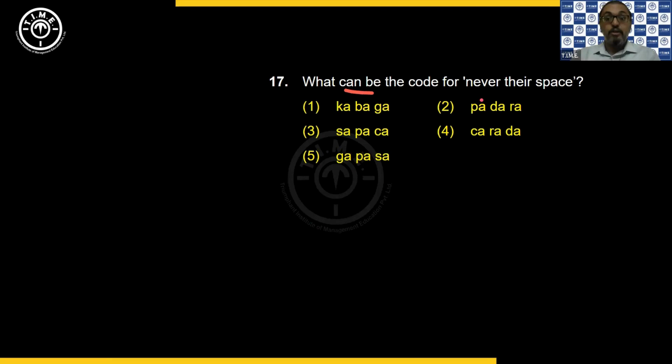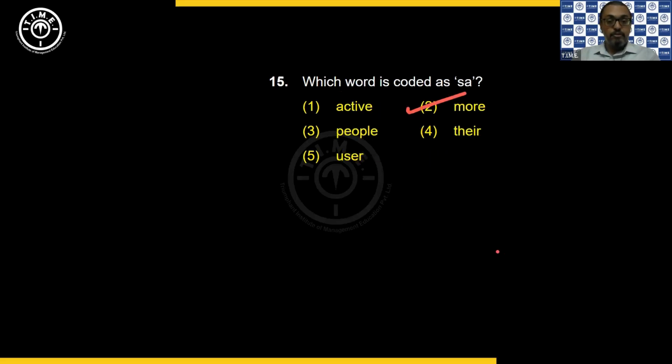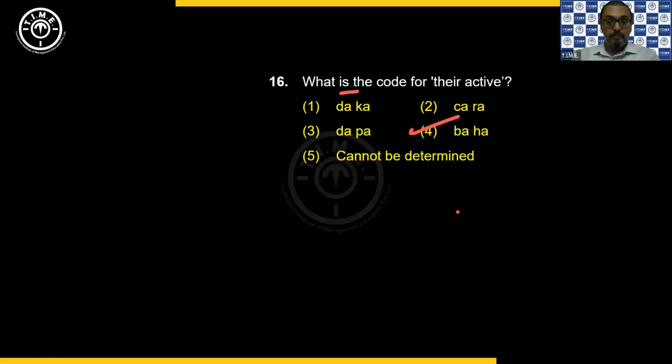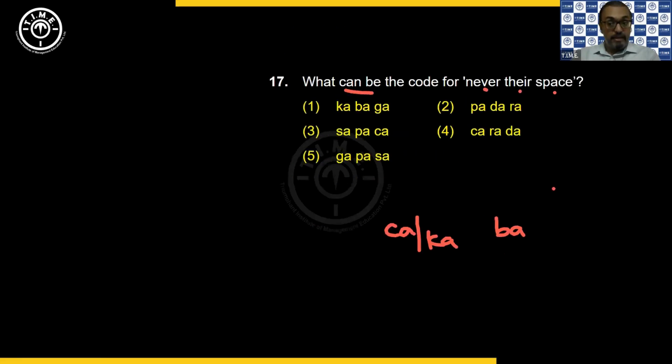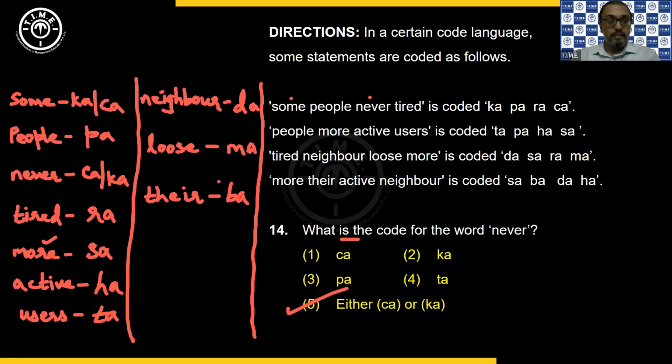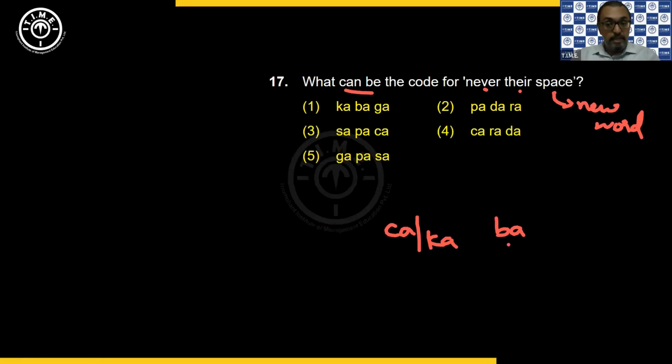Then what can be the code for never there space? For never, we know it is CA or KA, correct? For there, we know it is BA. And space is a new word, correct? We don't have space given in our list of words, so I need a new code. Along with BA, which is compulsory, one among CA or KA should be there, and then I need to have a new code.